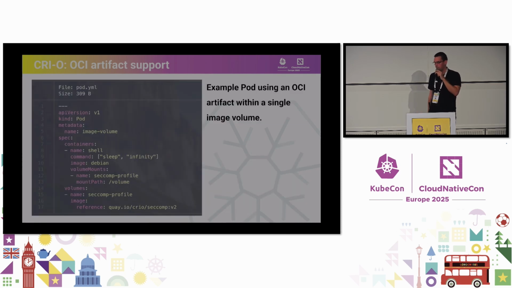Now, if you use an image volume like this, you just create a Kubernetes pod, use image volumes, the name of the volume is seccomp profile, and reference the artifact from the registry, and then mount it to the actual container using volume mounts, and then reference the name seccomp profile, and then the mount path /volume.